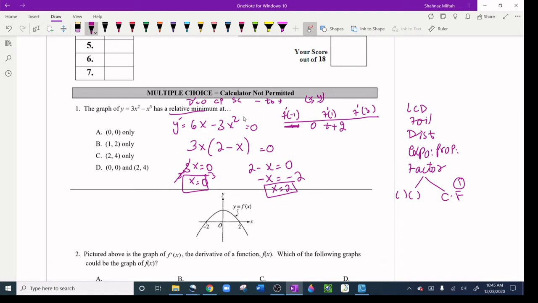If I plug in 3, 6 times 3 is 18, and 3 times 3 is 9, 9 times 3 is 27, so that's going to give me negative. So where is my relative minimum? Where it's going negative to positive, which is 0. So 0 is my x. How do I get the y value? You plug in 0 into the original equation. So it's 0, 0, which is A.